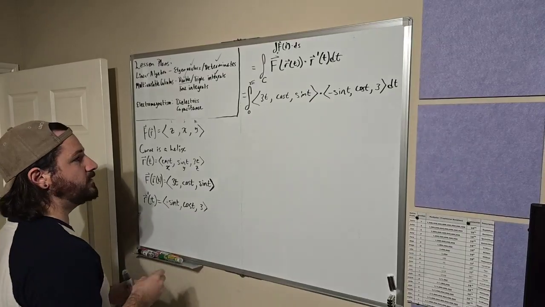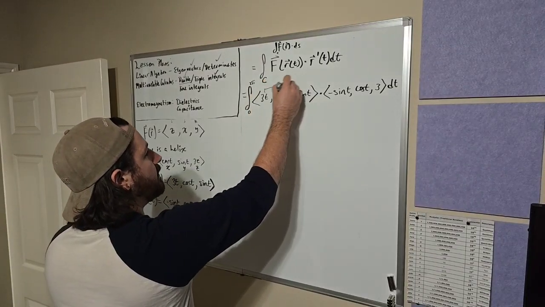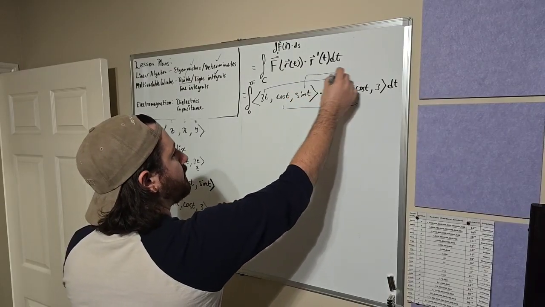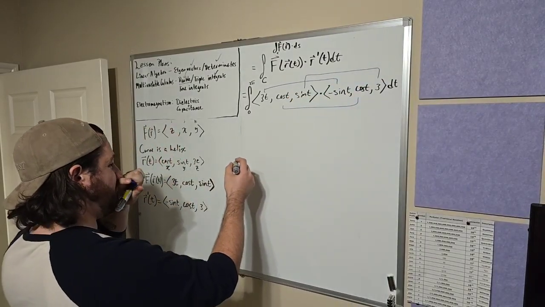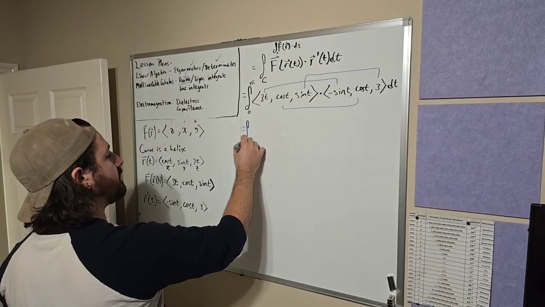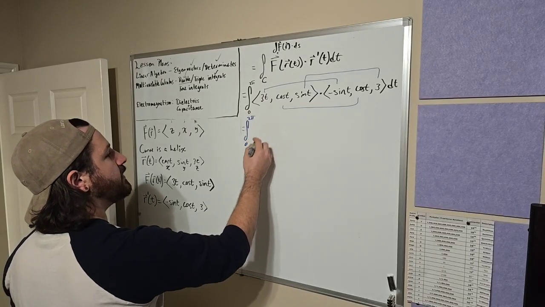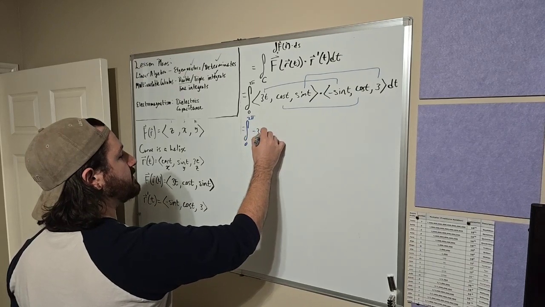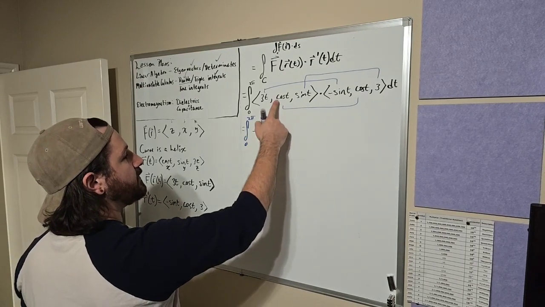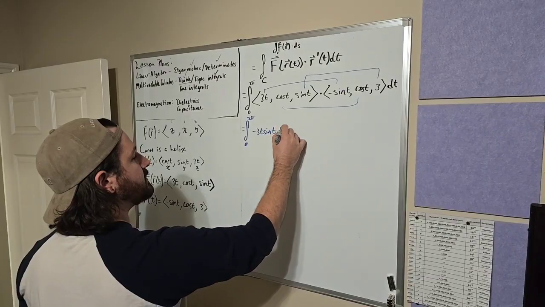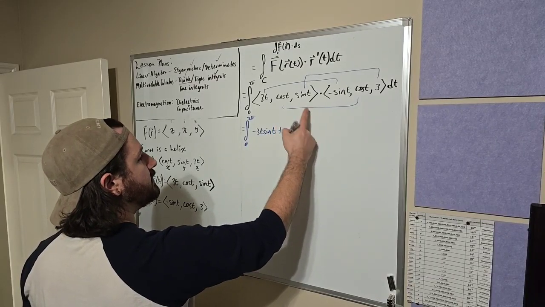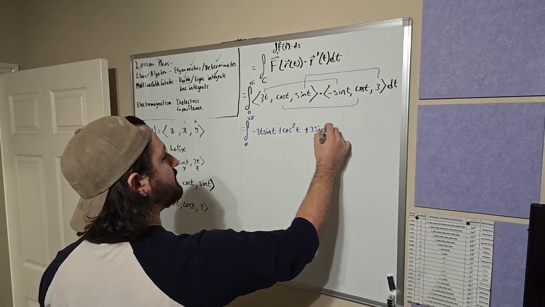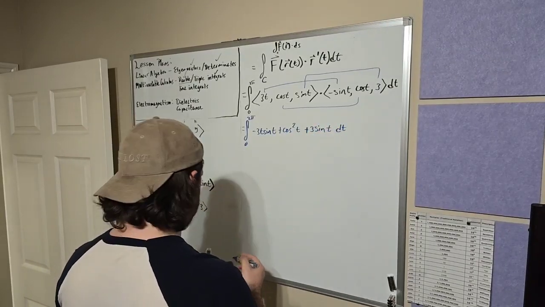So recall, dot product, you take your first component with your first component, second component with second component, and third component with third component, and you add them. So our next integral is going to be the integral from 0 to 2 pi. And then we have 3t and negative sine, so it's negative 3t sine t. Then we have cosine and cosine, so plus cosine squared of t. Then we have sine t and 3, so we have plus 3 sine of t dt.